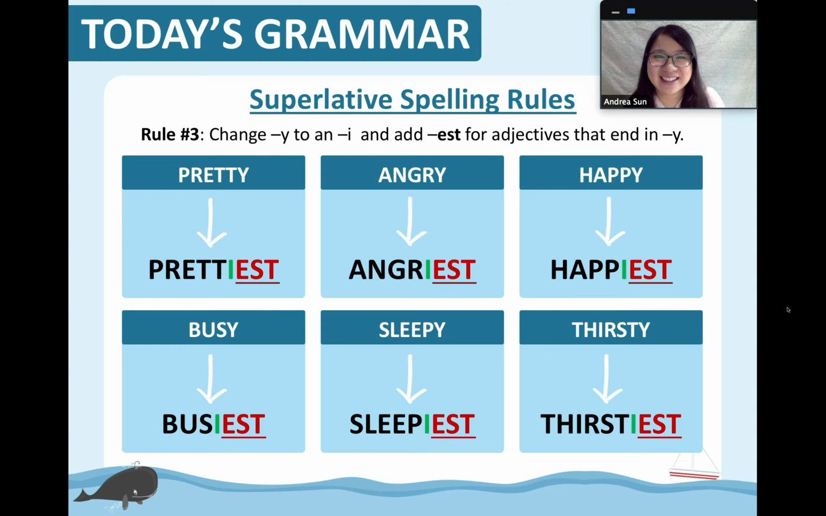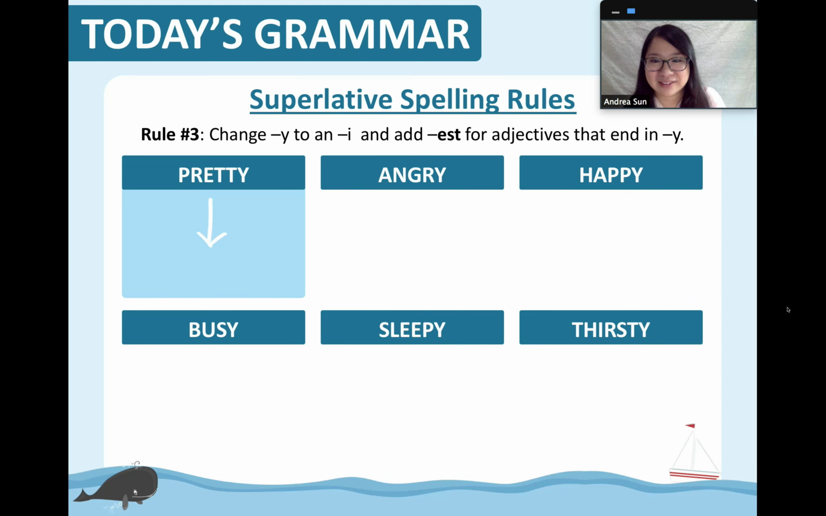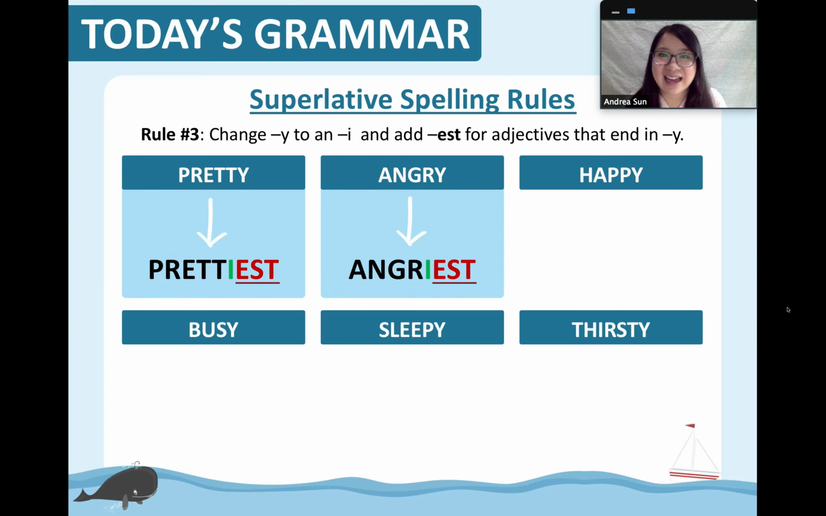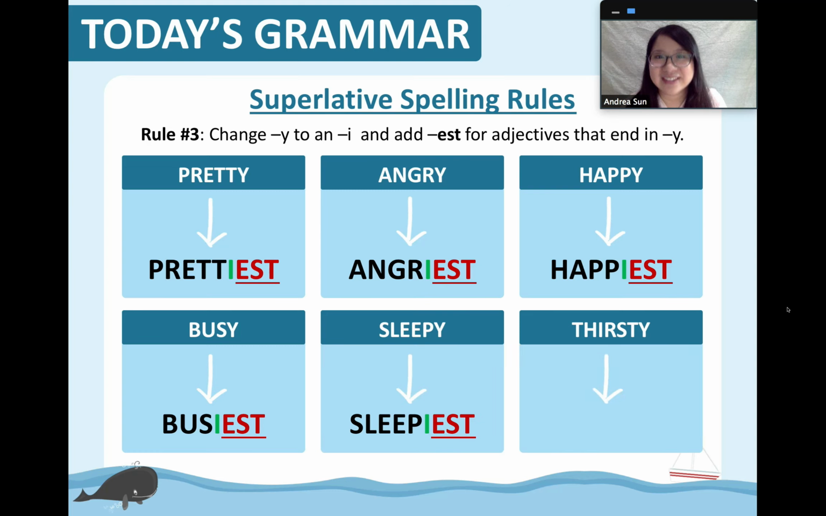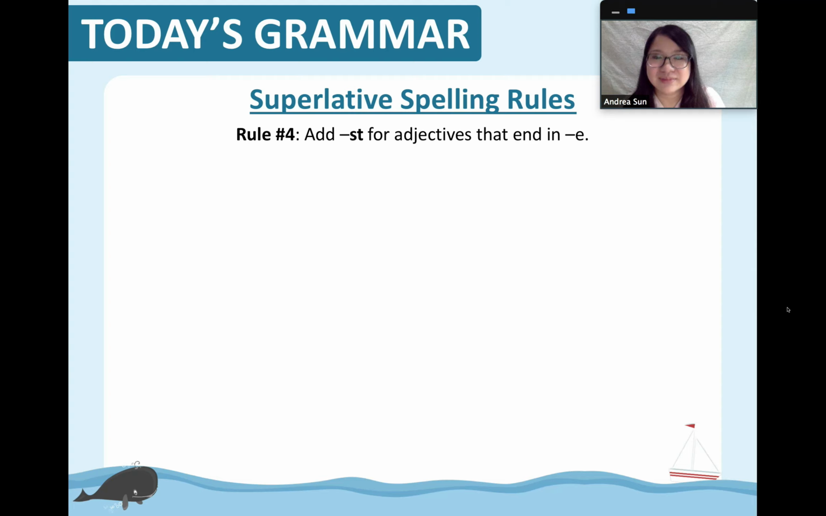Now let's do it again, and this time you say the superlative adjective. Ready? Pretty, angry, happy, busy, sleepy, thirsty. Okay, great. Next rule. If the adjective ends with E, just add ST.